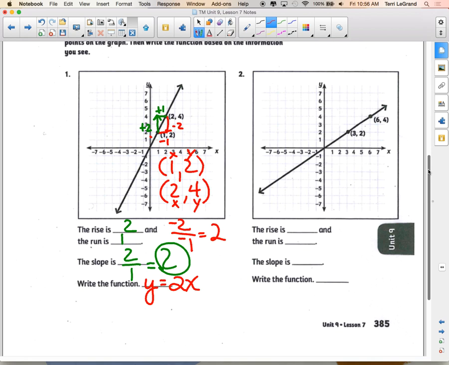Number 2. Get a rise, get a run. Write that rise over run. Simplify it if it can be. Write an equation.